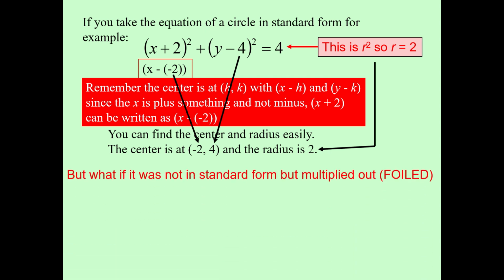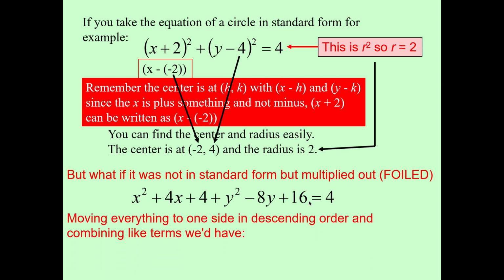But so far, the equations we've seen are in standard form. What if it's multiplied out, foiled out, like this? What we end up doing is grouping the x and y terms, moving everything to one side in descending order, and combining like terms. We have something like this.